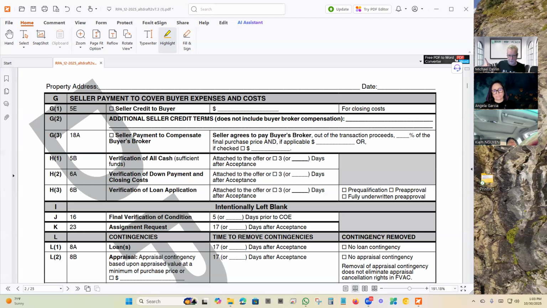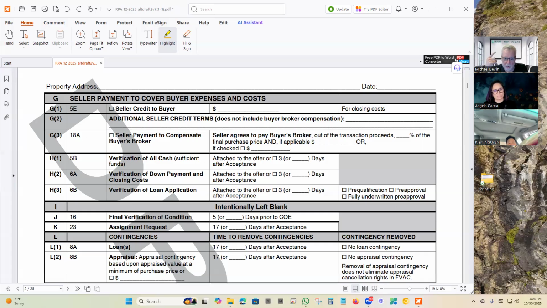Points could be a non-recurring cost. Credits, all that stuff could be a closing cost. So if the seller is giving the buyer a credit to buy down the interest rate, or because there's repairs, we would put it in there.